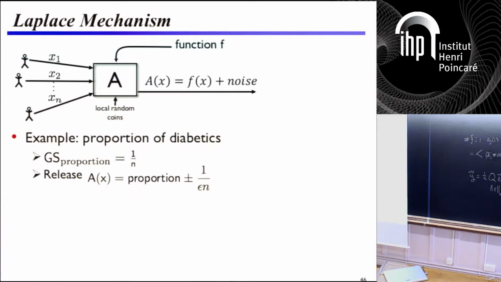All right, so if we come back to our example of the proportion of diabetics, the global sensitivity of the proportion is 1 over n. What we're going to release is this proportion plus or minus some noise, which is on the order of 1 over epsilon n.